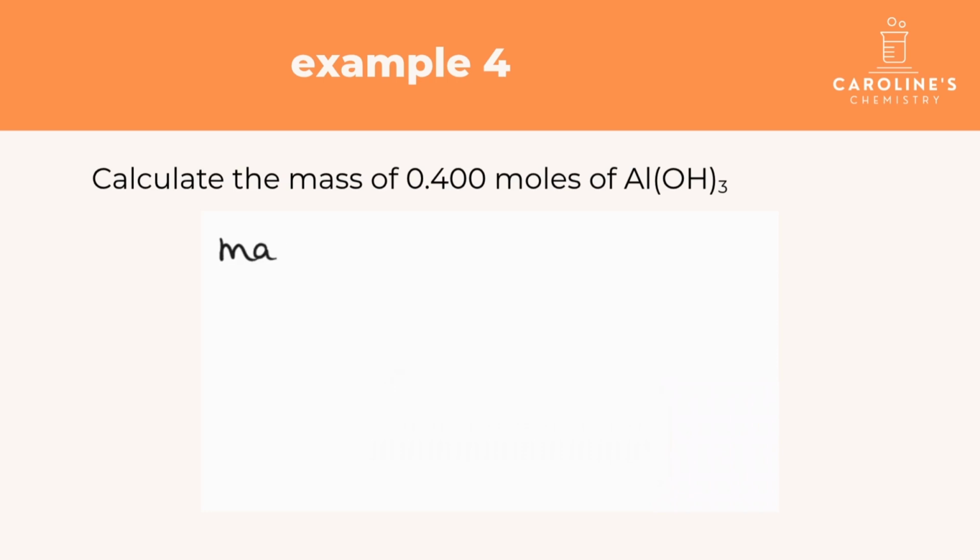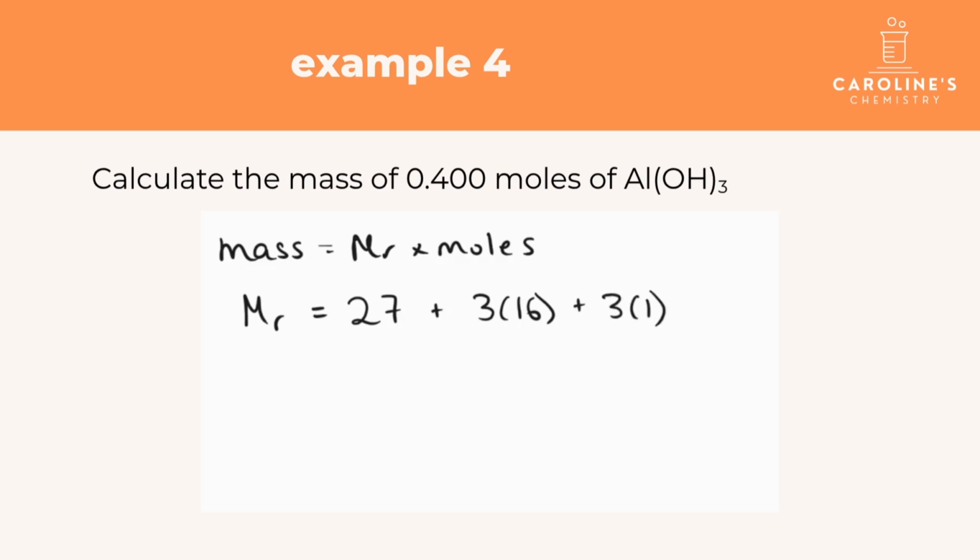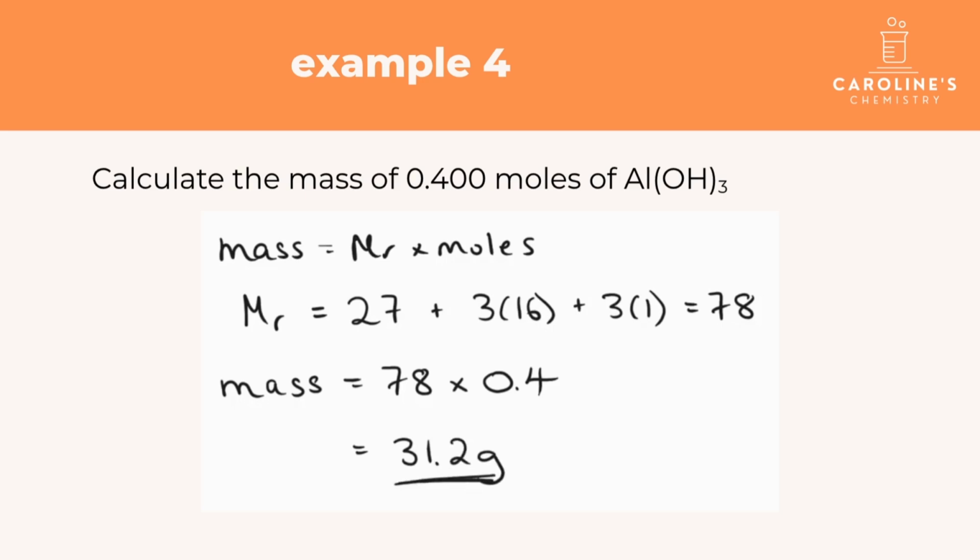Still working here with mass is equal to MR times moles. Let's calculate our MR first. So our MR, use the periodic table. We have 1 aluminium, 27, 3 oxygens, 3 lots of 16, and 3 hydrogens, 3 lots of 1. Our MR is therefore 78. Putting it back into the equation now. So 78 times by the number of moles given to us, 0.4. That gets us to 31.2 grams, not forgetting units.